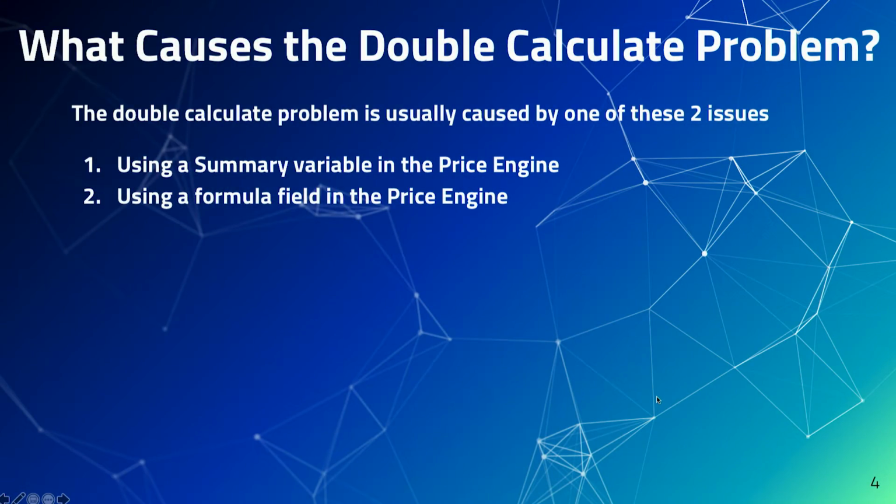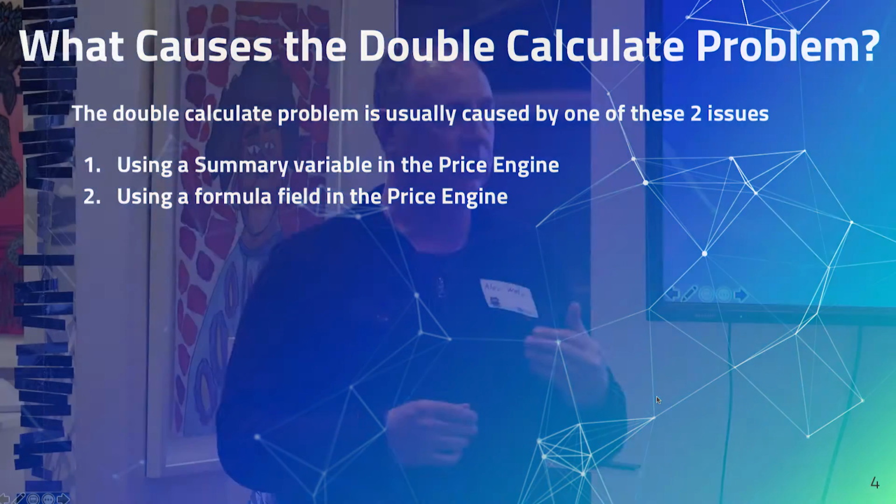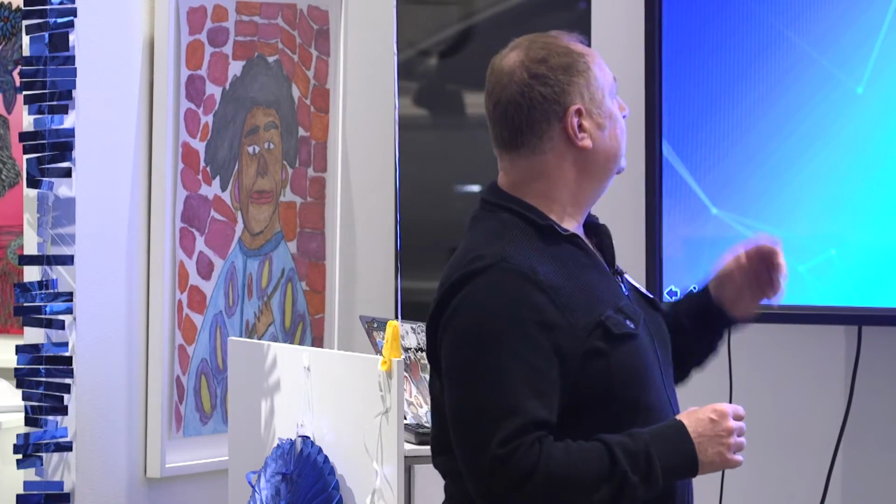Now, the two most common problems when it comes to the double click are a summary variable or a formula field. So summary variables are going to be totaling up something inside the quote, like maybe how many products you have, or how many products you have in a certain family. And it might use that to go and calculate something else, right?